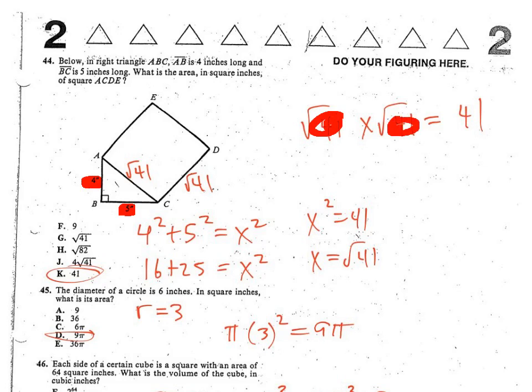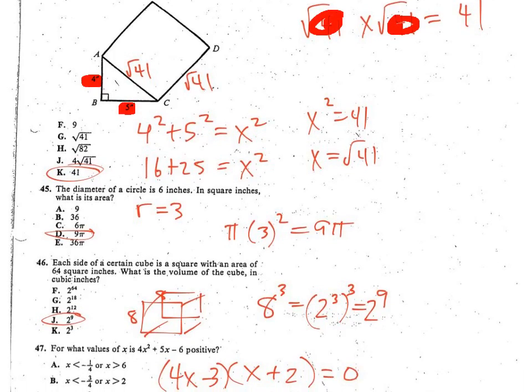In problem 45, it's telling you the diameter of a circle is 6 inches, which implies that the radius is 3, simply taking 6 divided by 2. Given that the formula for the area of a circle is pi r squared, I put the 3 in for r and get 3 squared, which would give me 9 pi for the area, letter D.